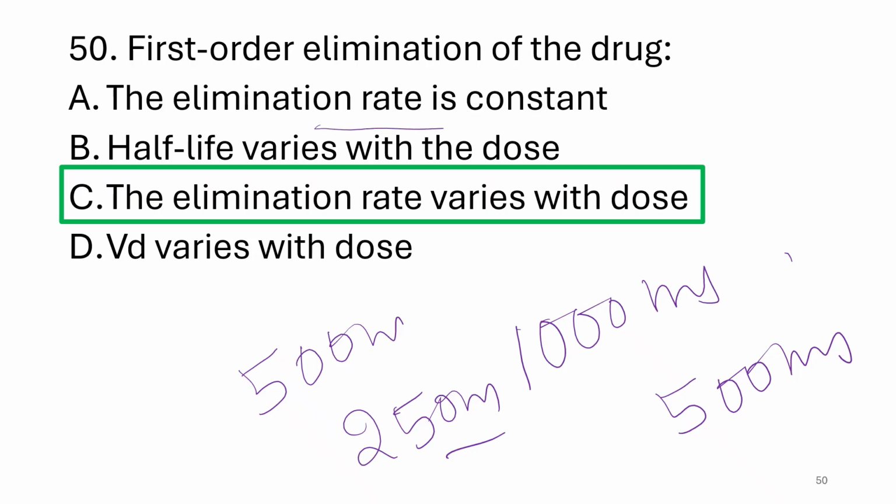Whereas a constant elimination rate is zero order, meaning a constant amount is eliminated. A good example is alcohol. When you take a lot of alcohol, you have a hangover the next day because a fixed amount of alcohol is eliminated every half-life. Half-life varies with the dose mainly in zero order. Volume of distribution is not related to the dose; it's an inherent property of the chemical and physical properties of the drug.